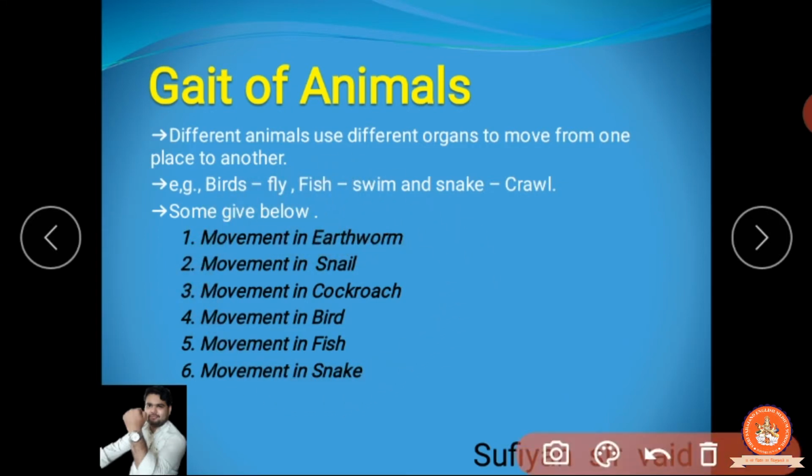Clear? Which one is the movement of earthworm? Most of the time we have seen that earthworm moves. Clear? How do they move? Let's imagine things, because science is one of imagination.